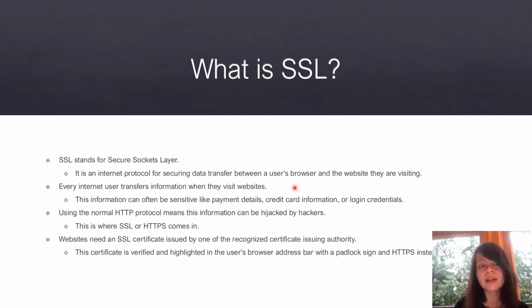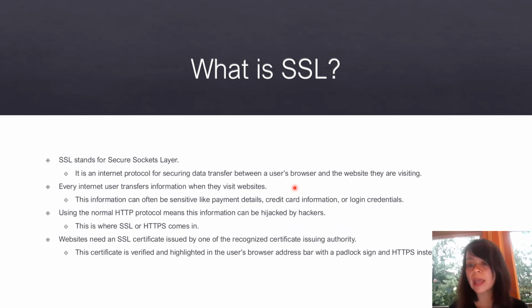Okay, so every internet user transfers information when they visit websites. This information can be sensitive, like your credit card payment details and login credentials. Using the normal HTTP protocol means that this information can be hijacked by hackers.